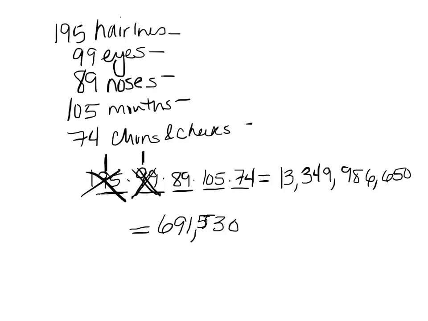Another example would be license plates. You can create a license plate. Typically there are 6 spots on a license plate. The first 3 spots are numbers and the last 3 spots are letters. If you can repeat numbers and letters, then we have 10 possibilities for each of the first 3, because there are 10 digits, 0 through 9.